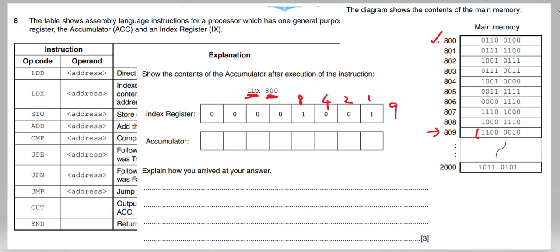Get the value. And then put it into the index register. Sorry, the accumulator.